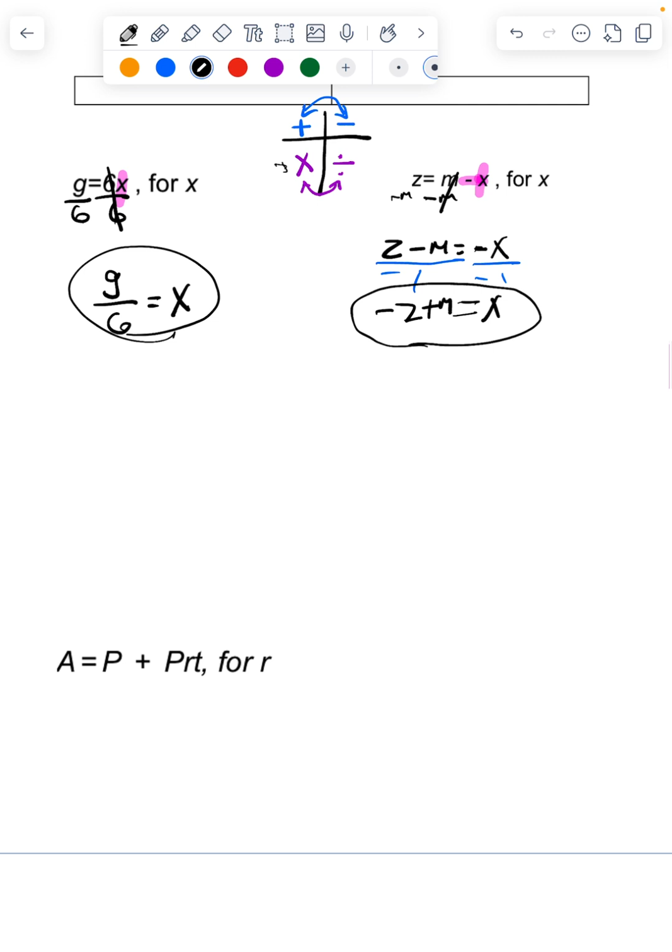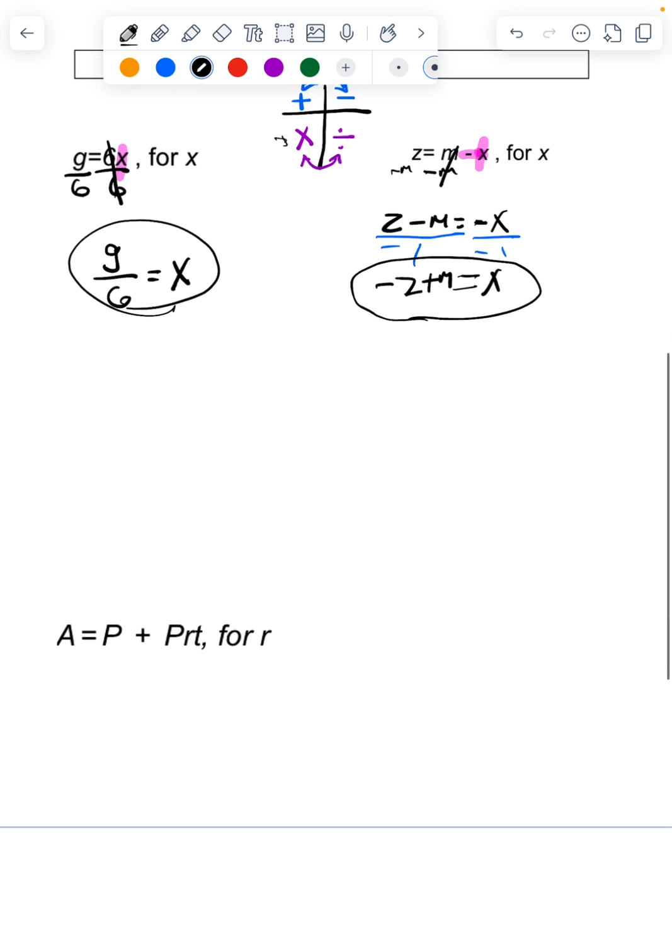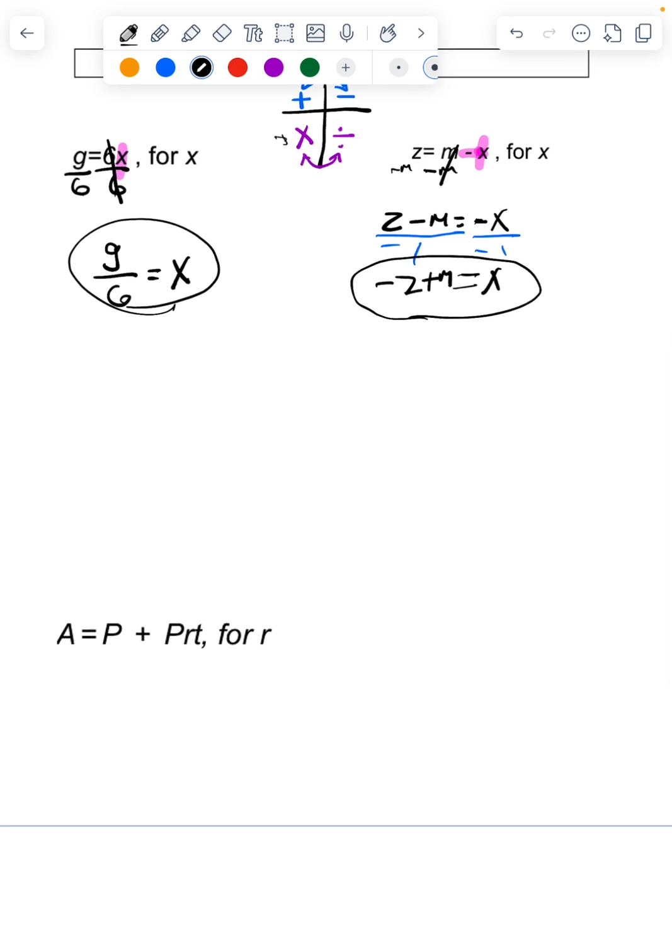Now, this one right here at the bottom says a equals p plus p times r times t. You notice I read it out loud to myself. The reason I do that, not just because I'm a teacher and I'm making this video, is because if I say it out loud, I recognize in my brain which operation is happening and where. That way I know what to undo later, okay?